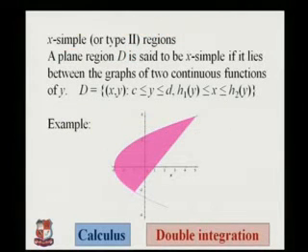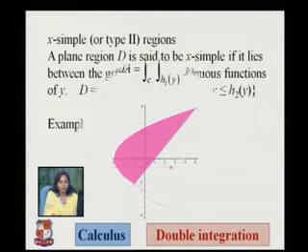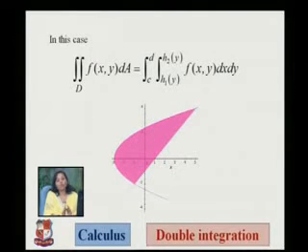Now, type 2. A plane region D is said to be x simple if it lies between the graphs of two continuous functions of y. So, D is the set of (x, y) where y is between c and d, and x is between h1(y) and h2(y). Like the example given on the screen, suppose you have this type of diagram, then first you have to take the integration with respect to x and then with respect to y. Here y is constant and x is in variable form.